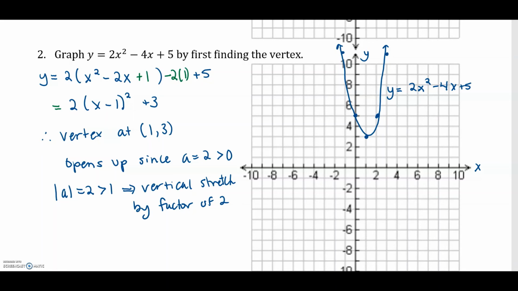So a few other things to note: our axis of symmetry is x is equal to 1 and runs right down the center of the parabola. And the domain of this parabola is all values of x. We can put any value of x into the function, whereas the range is y greater than or equal to 3.